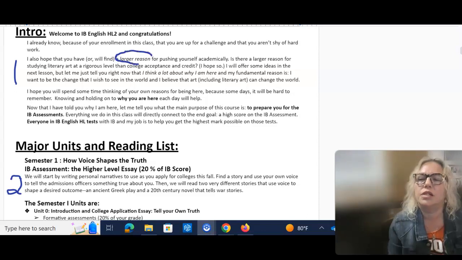All right, so what are we going to circle? Maybe larger reason, literary art, maybe IB assessments. Those seem to be the key phrases here, right?